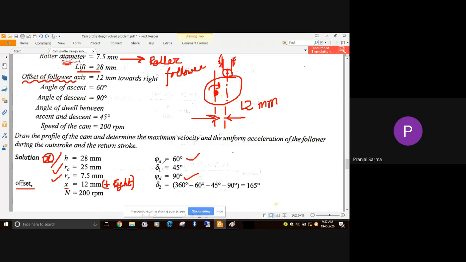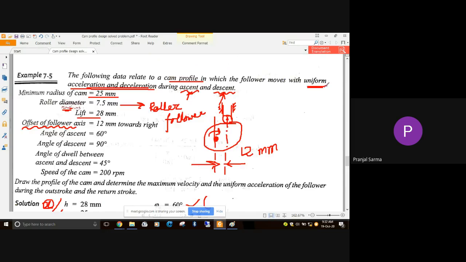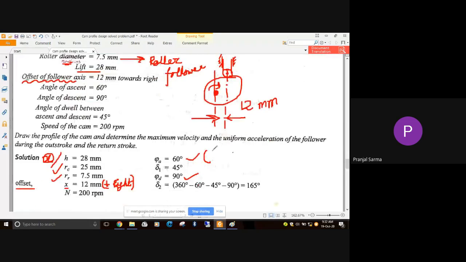So for that case, once you write about the angle of ascent or angle of descent, in brackets you mention what the scheme of movement was. Sometimes in the ascent and descent strokes the scheme of movement might be different, just like in the previous solved example. Here it is uniform acceleration and retardation. I am just writing U, A, and R, but you should not write like this. It is only for your understanding right now.